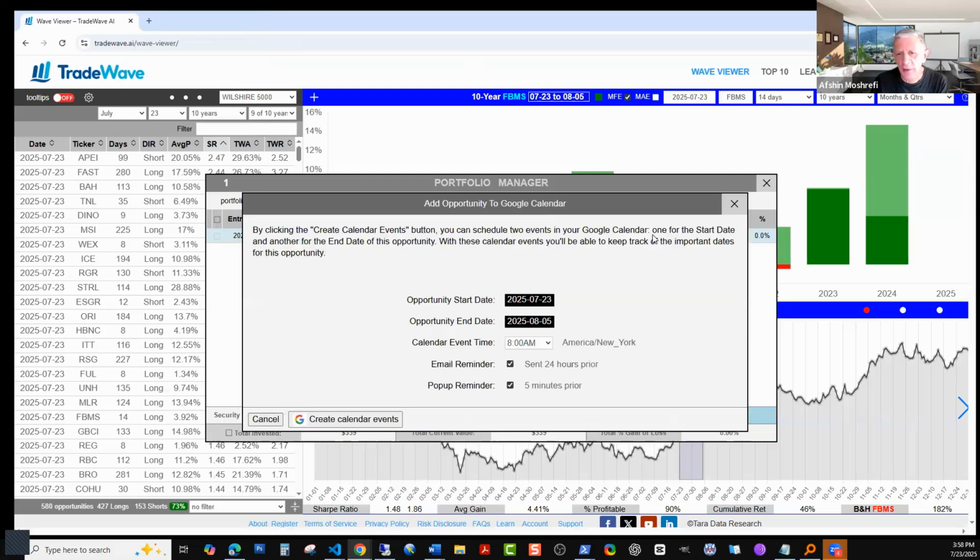You can also click on the calendar and you can set yourself a reminder for this pattern. You can set a Google Calendar that will notify you on the start date and the end date of this pattern. So if you actually set up a pattern for next week, you get notifications for start and end dates, both.